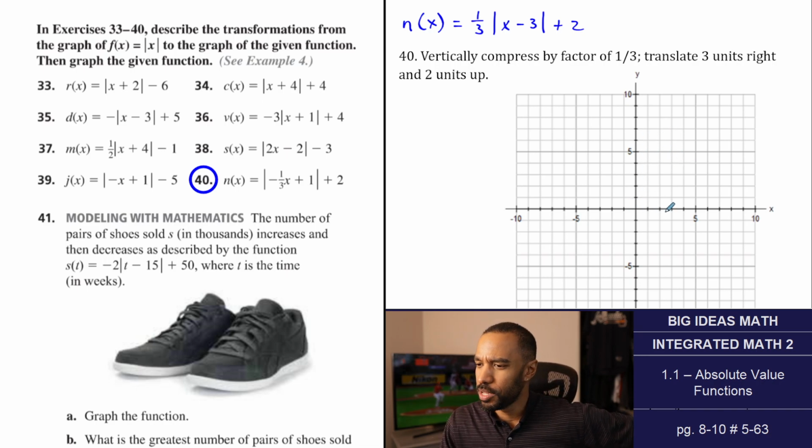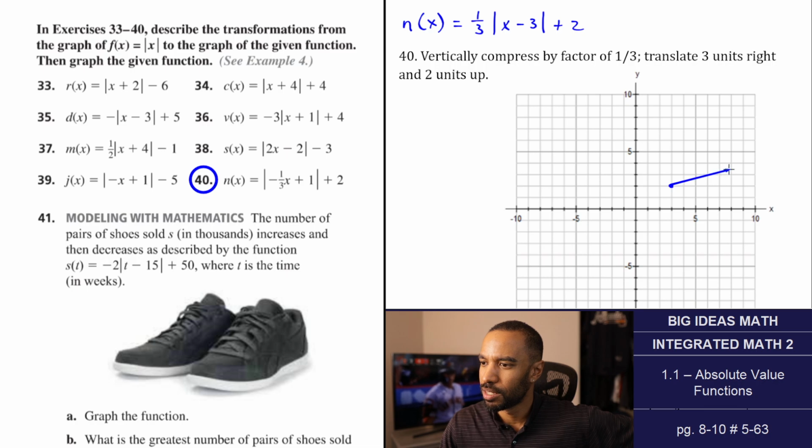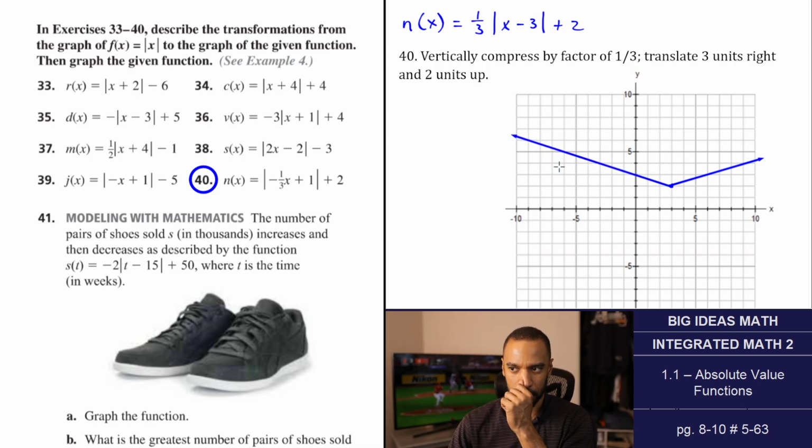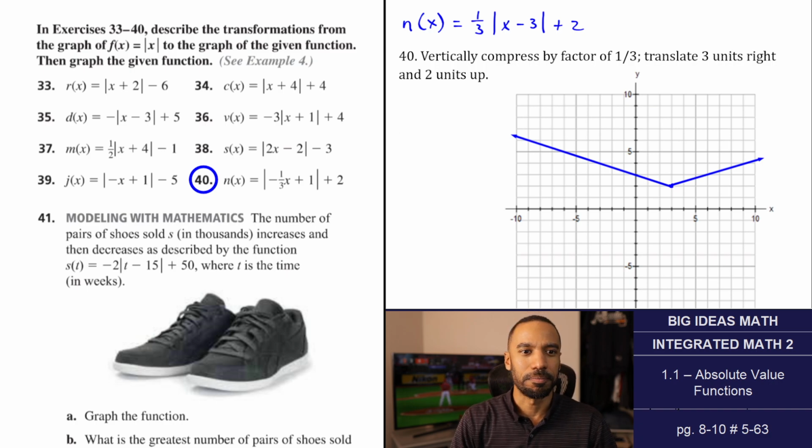All right. (3, 2) is our vertex. We're going to go up 1 over 3. Up 1 over 3. Up 1 over 3 like so. And left. Up 1, left 3. Over 3. Like that. Okay. All right. There are those.